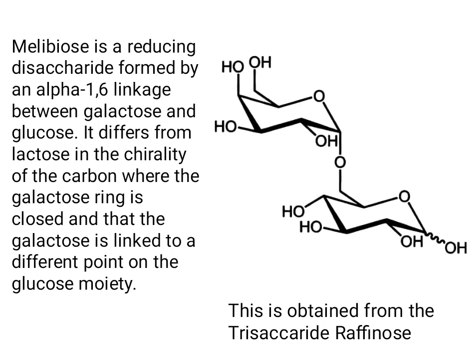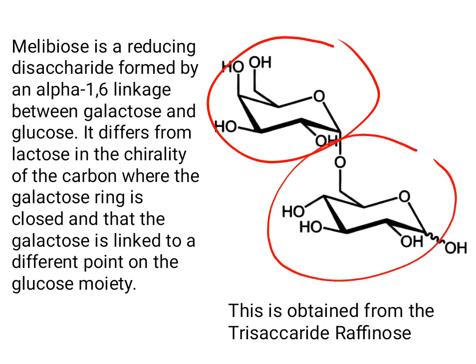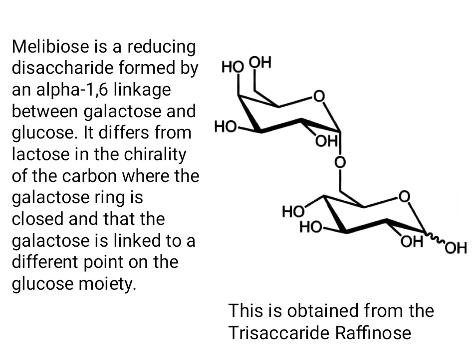This is obtained from the trisaccharide raffinose. If you go through the partial hydrolysis of raffinose, you will get this melibiose, which contains 1 unit of galactose and 1 unit of glucose. Here the linkage is, this one is the 1 and this one is the 6 carbon, so a 1,6 linkage, where the galactose ring is the glycosidic linkage and this glucose unit contains the hemiacetal unit.